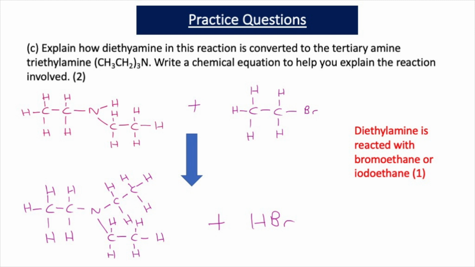Now there are 2 marks for this question, so just simply the idea of diethylamine reacting with bromoethane or iodoethane gets you 1 mark. So even if you didn't write a chemical equation, but you just wrote down that diethylamine reacts with bromoethane or iodoethane, that would get you 1 mark. And if you wrote the correct chemical equation, that gets you 2 marks.